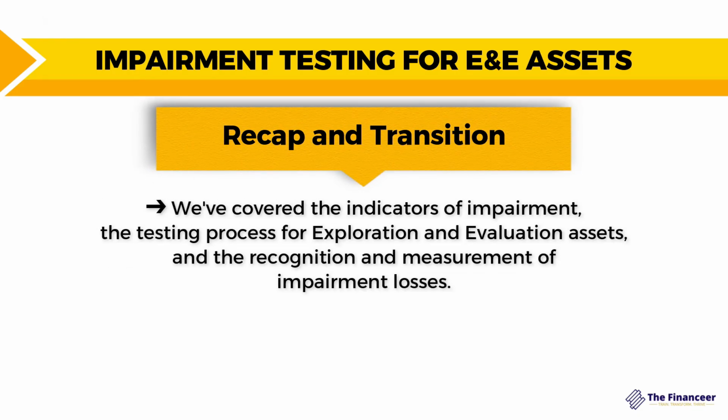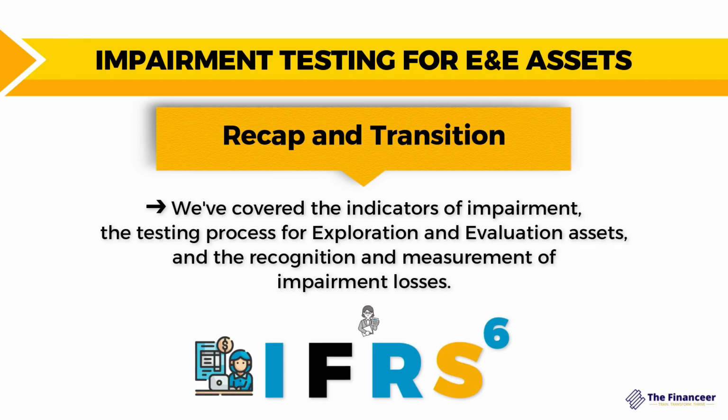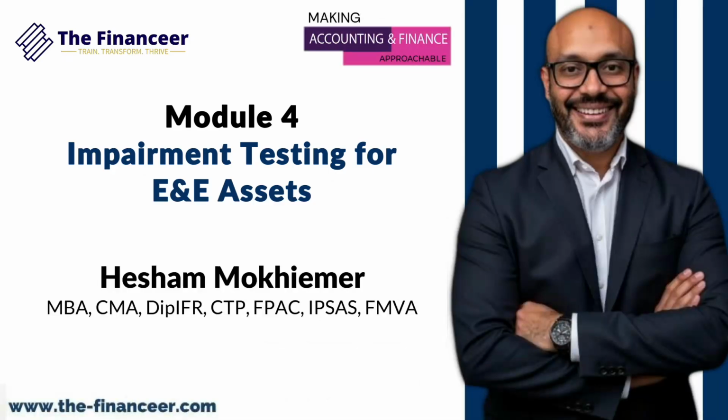Now, let's summarize. We have covered in this module the indicators of impairment, the testing process for exploration and evaluation assets, and the recognition and measurement of impairment losses. In the next module, we are going to take a numerical example on how to calculate the impairment loss for the E&E assets. Join me in the next module.